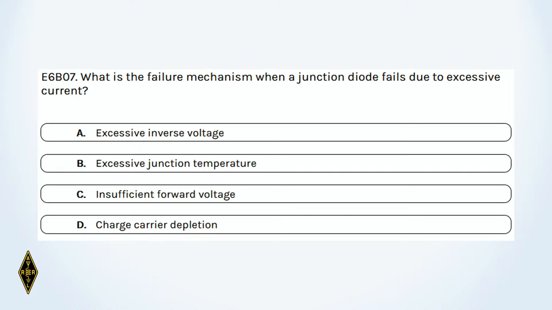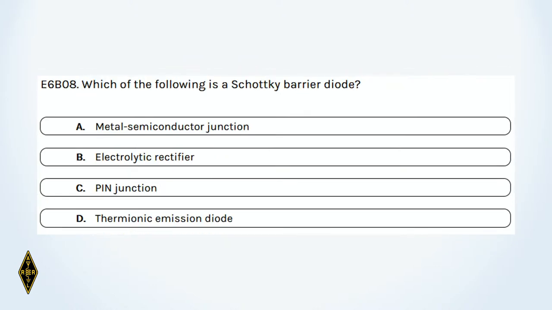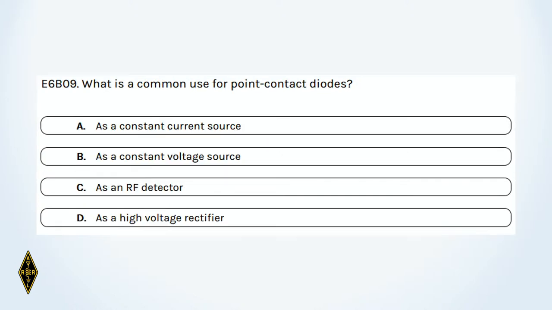Bravo. It's always heat, Bravo. Excessive junction temperature. Yep. And which of the following is a Schottky barrier diode? Alpha. It's a metal to semiconductor junction. They replace one of the semiconductor materials. And what is a common use for point contact diodes? That's that 1N34. That's an RF detector, Charlie.